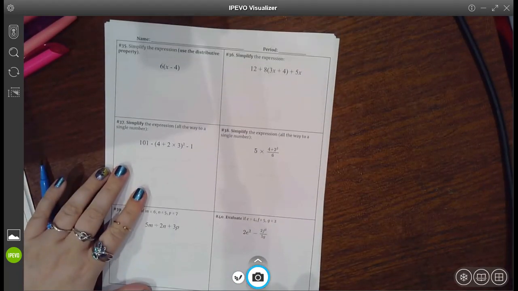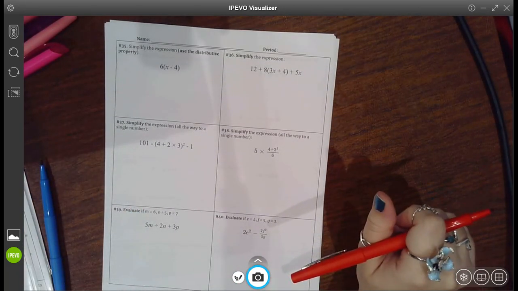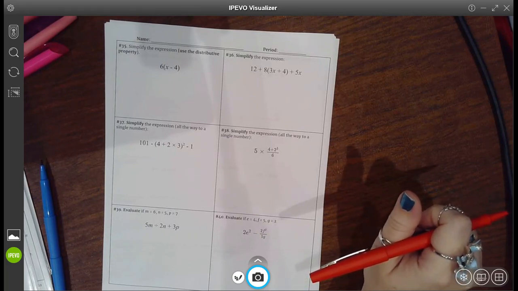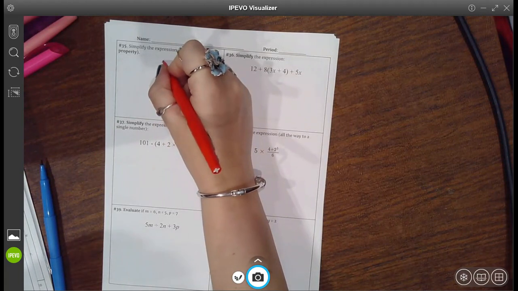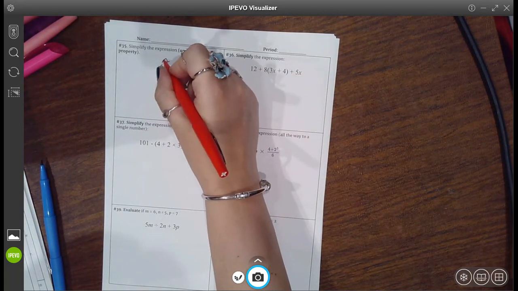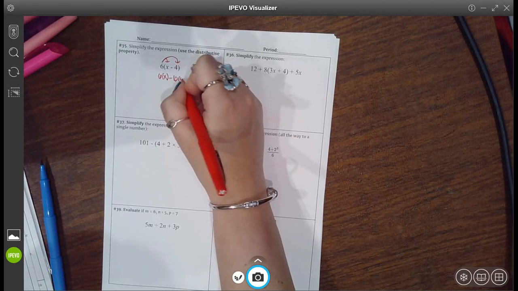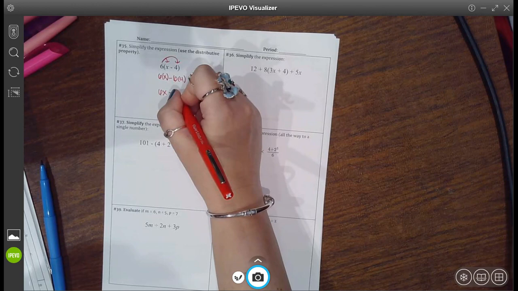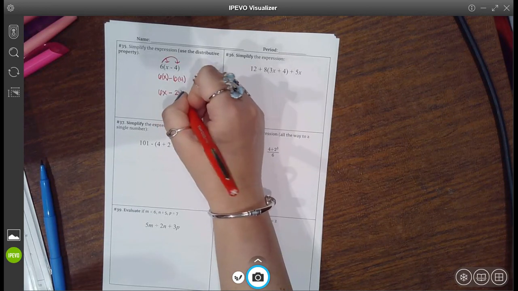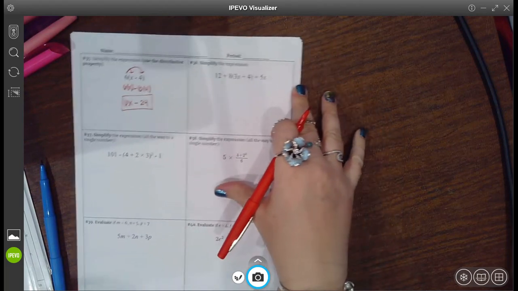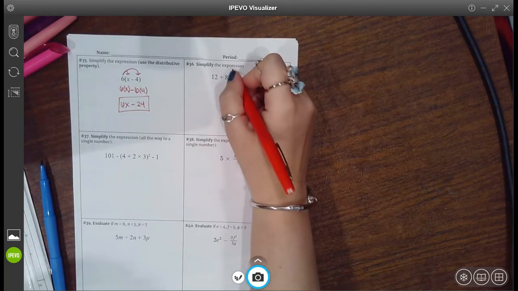Okay. My next one says that they want me to simplify the expression by using the distributive property. So I'm going to distribute the 6 to the x, bring down my sign, and then distribute the 6 to the 4. Well, 6 times x is 6x, minus 6 times 4 is 24. This has an x, this doesn't, so I can't combine them. I'm done.